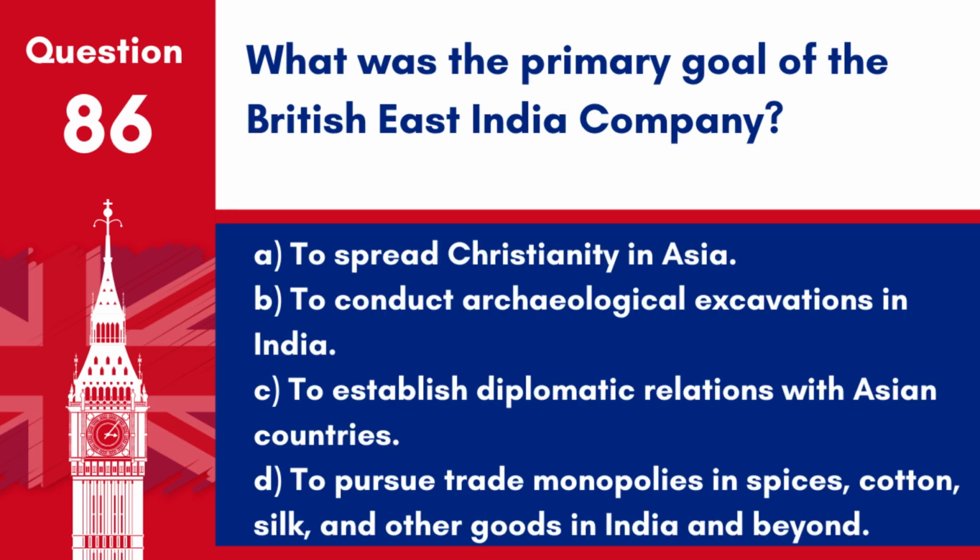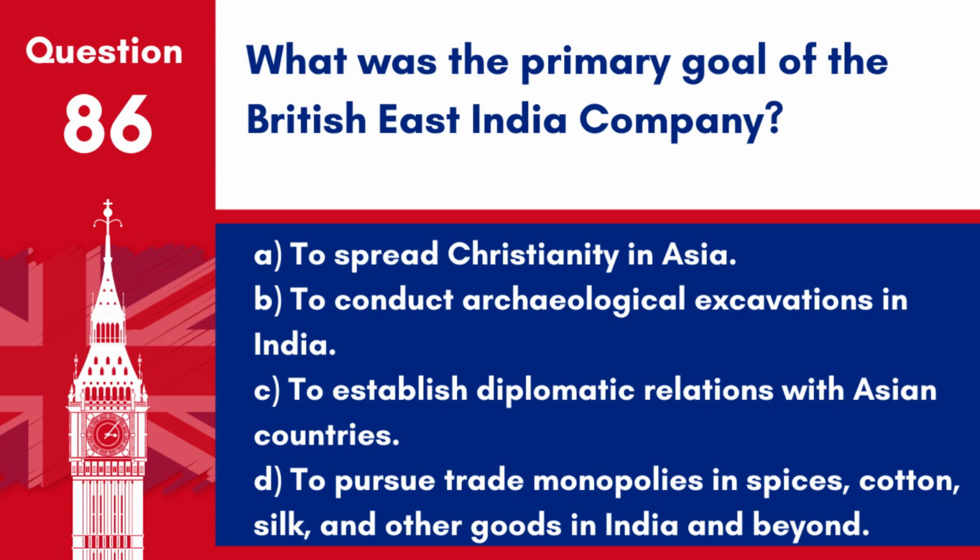Question 86. What was the primary goal of the British East India Company? A. To spread Christianity in Asia. B. To conduct archaeological excavations in India. C. To establish diplomatic relations with Asian countries. D. To pursue trade monopolies in spices, cotton, silk, and other goods in India and beyond.